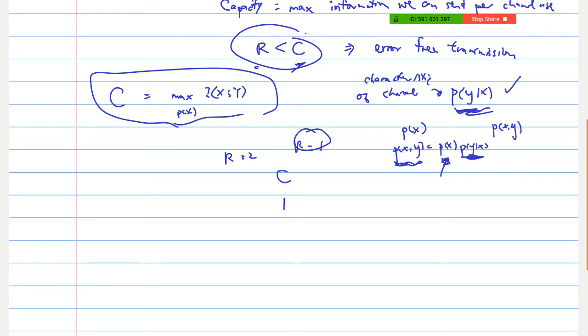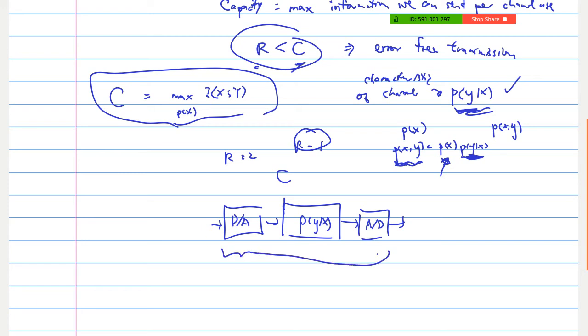For example, if your X and Y are continuous, so let's say I have P_{Y|X} here and X and Y turn out to be continuous. What we can do is add an A to D converter and a D to A converter to make it a discrete channel, right? So for example, now this one is a discrete channel, right? Essentially I have X delta N here, which is Xn.